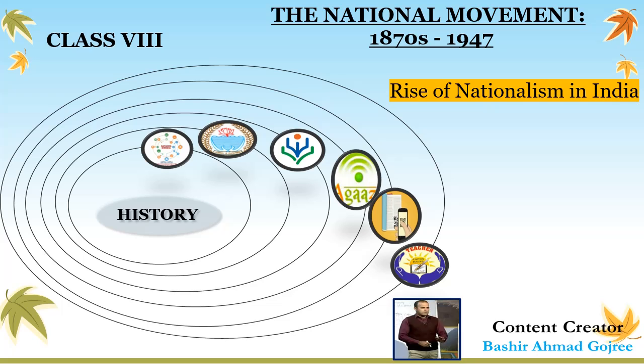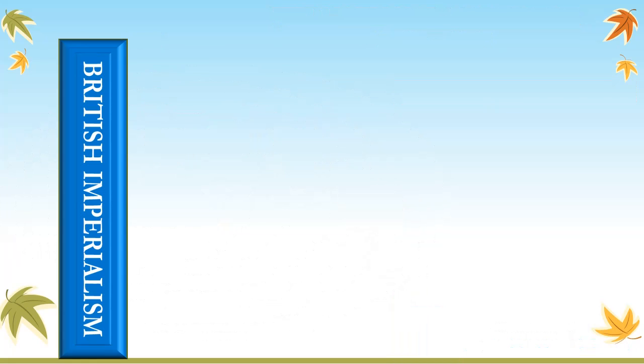This topic is mentioned in the history book of class 8th and the name of the chapter is The National Movement 1870s to 1947. British Imperialism. This made geographical unification of the country possible. Before the advent of the British, the people of the South were usually separated from the rest of India except for short intervals. British imperialism made the people think as one nation.